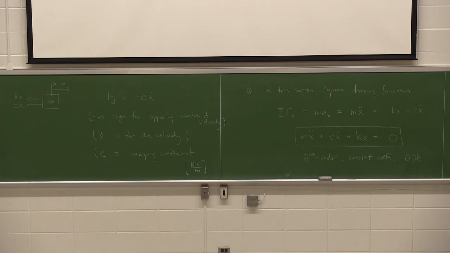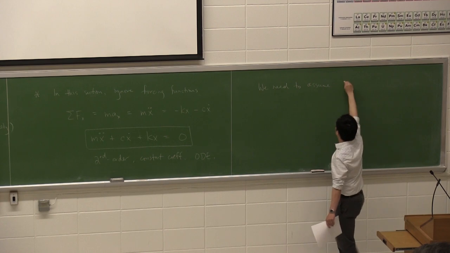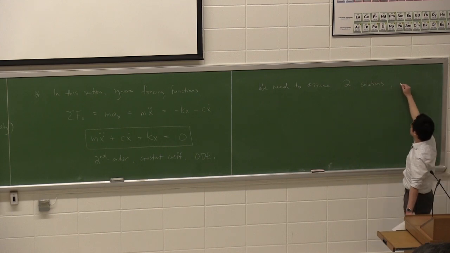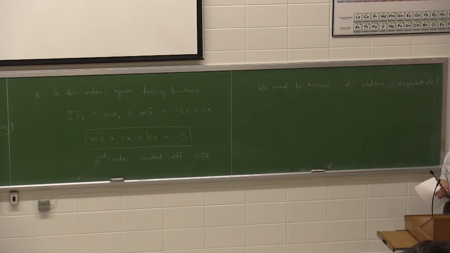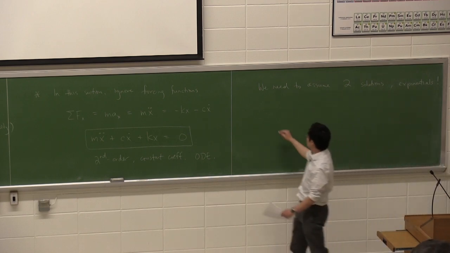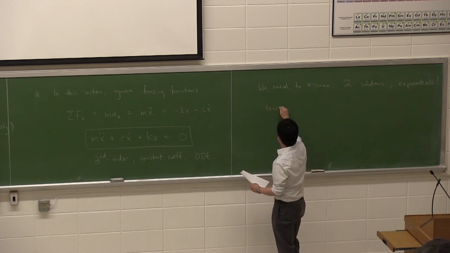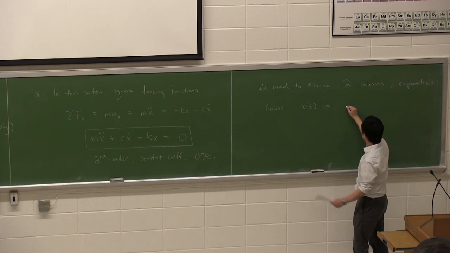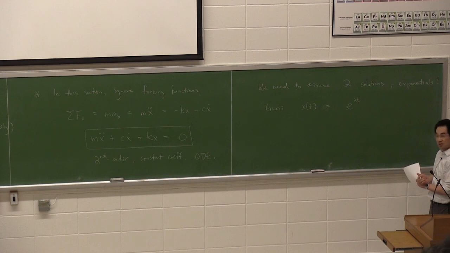Should have, right? So the way we solve this is we need to assume two solutions. Okay, and the two solutions are all exponentials. Right? So instead of sinusoidals, we should expect exponentials. And the reason is actually really clear, right? If you assume an exponential, let's say we do the following. You do a guess that x of t is equal to just a typical e to the lambda t, where lambda is some constant related to the time or the frequency of the system.